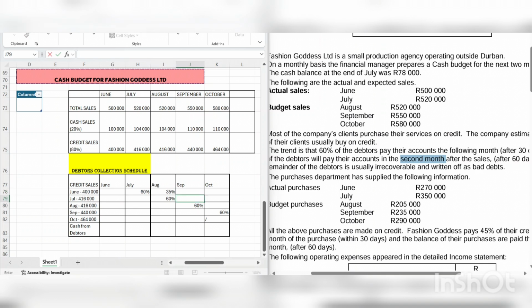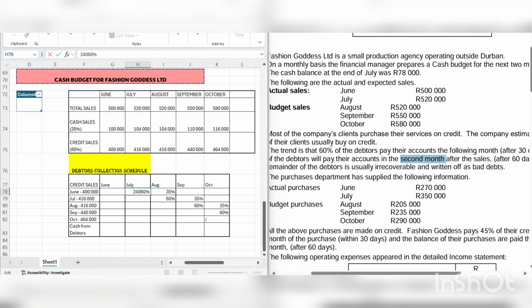Then it tells us that 35% of the remainder is paid in the second month. So 35%, 35%, and 35%. So now all we're going to do is take the amounts of the credit sales and multiply that by 60% and by 35% for each of the following months and put in the figures.